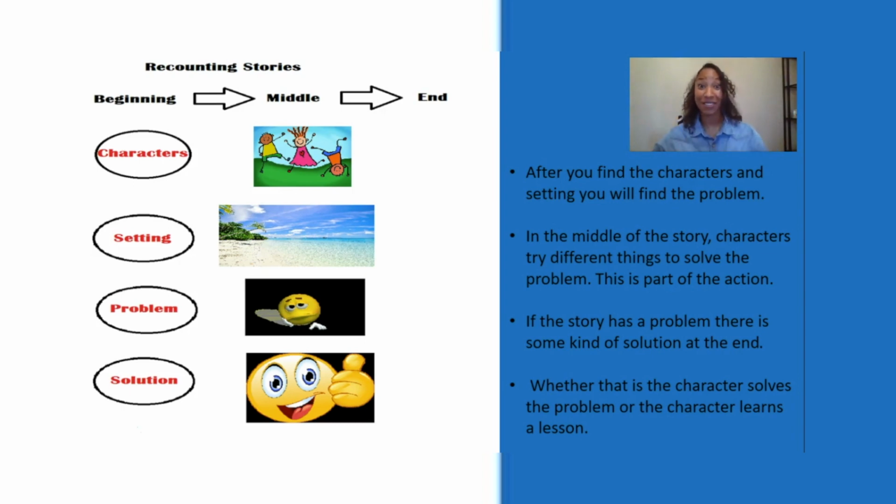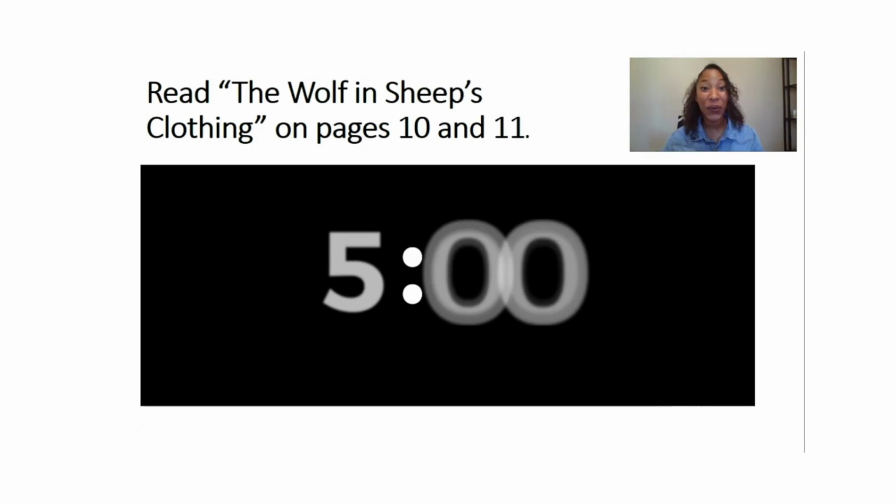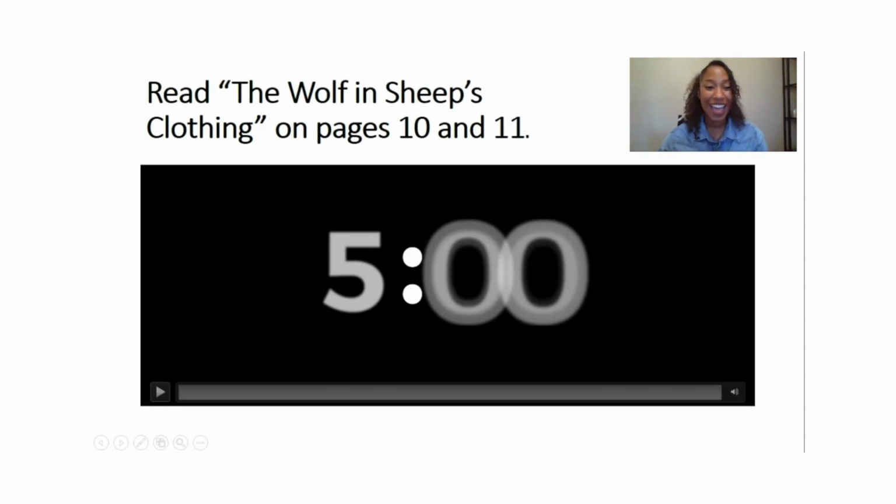So let's go ahead and try one together. We are going to read The Wolves in Sheep's Clothing on page 10 and 11 in your work packets. I'm going to read it with you. We're going to have 5 minutes to read it. As you're reading, make notes. If you see the main character, circle it. If you see the problem or the setting or the solution, make a note so that when we get to the questions, we can answer them very quickly. All right, so everyone should have their work packet. Miss Hickman has hers right on the table. We have 5 minutes on the clock, and let's get reading.